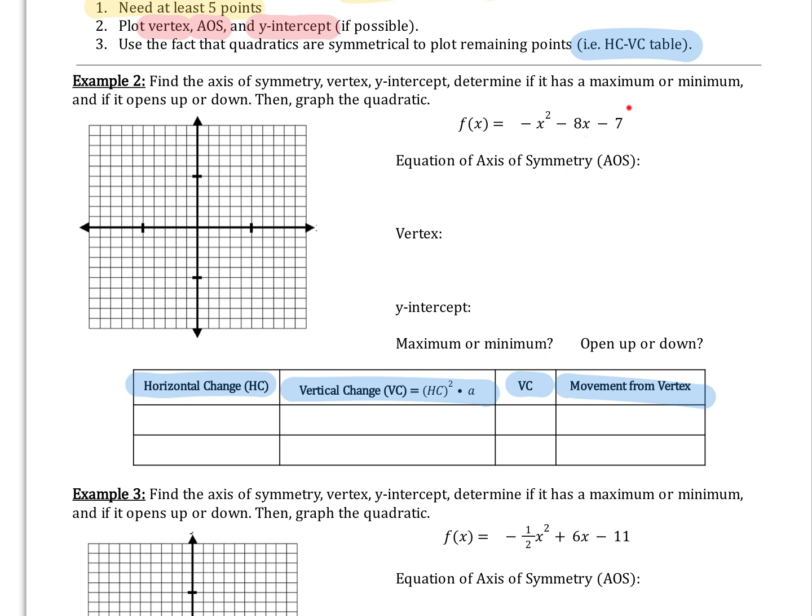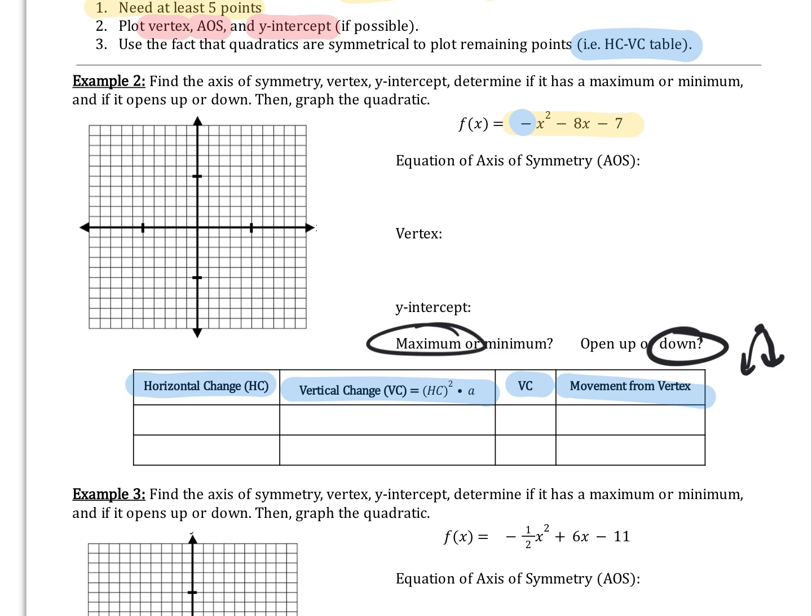So here is our quadratic equation right here. All right, so we have negative x squared minus 8x minus 7. Now, before I even start this, I already know it's going down. The reason I know that is because I'm looking at my A value right here, which is in front of my x squared. And since it says negative, it's going to go down. Here, let me circle it. It's going to go down, which means if I draw a little picture, my vertex is at the maximum, okay? It's at the top, which is the same as maximum.